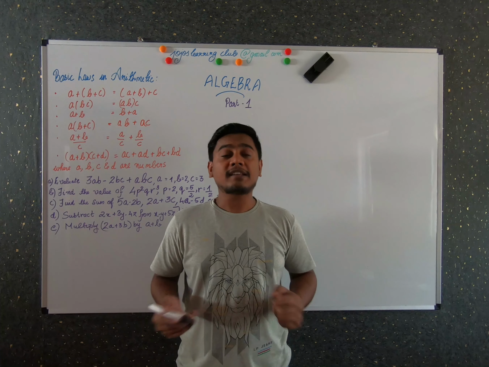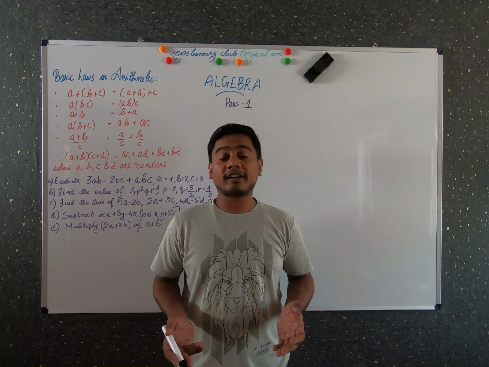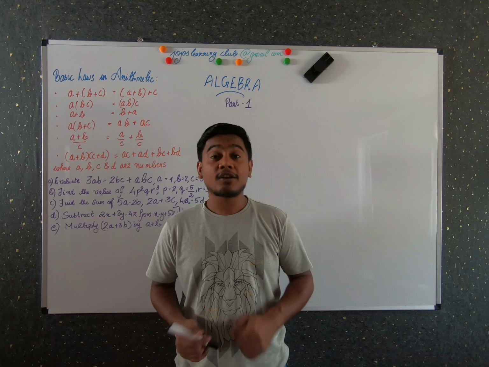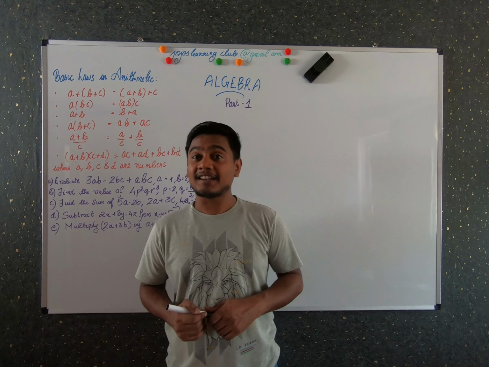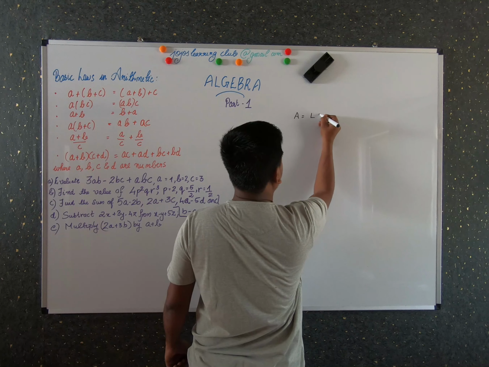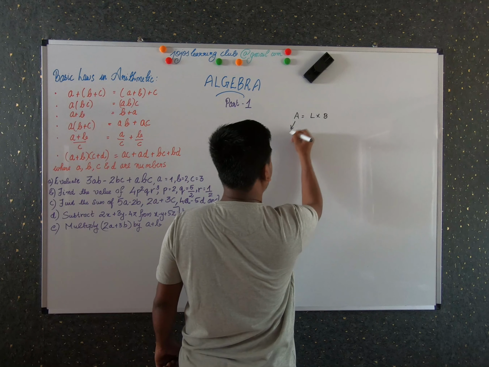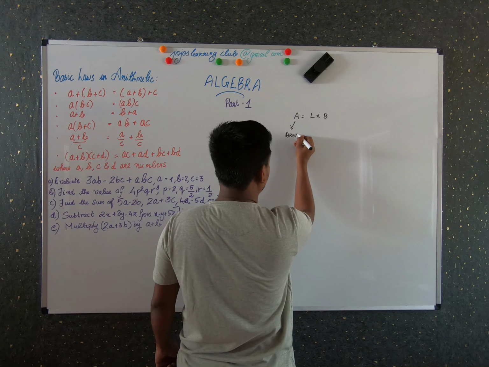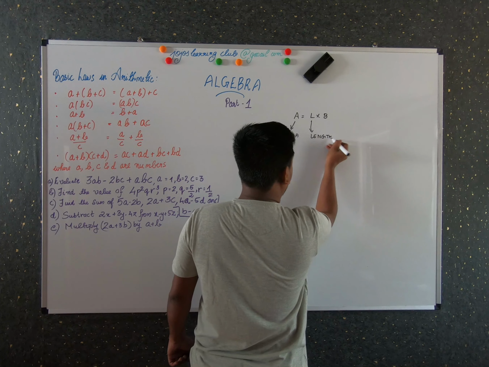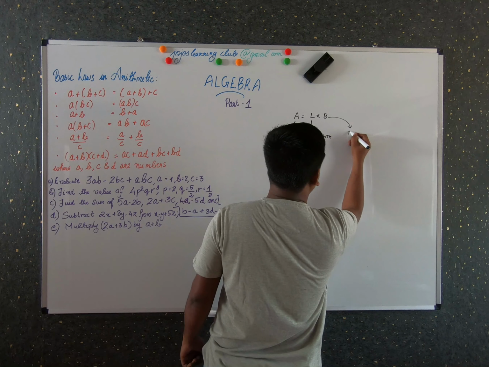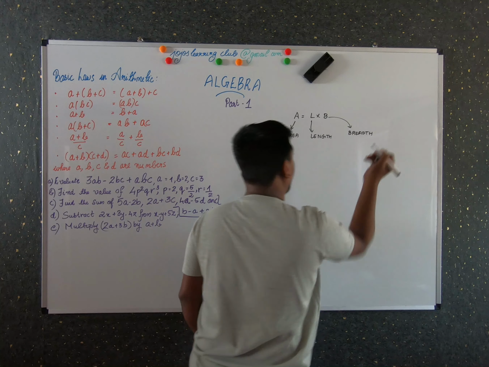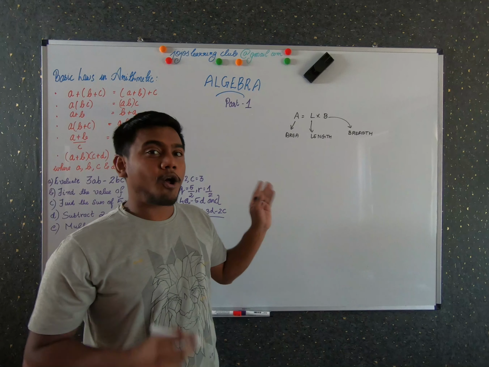For example, let's take the area of rectangle. So what is the area of rectangle? Area of rectangle is nothing but the length multiplied by breadth, and you can algebraically represent it as A is equal to L into B, where A is the area, L is the length, and B is the breadth. So this is how you can represent it algebraically.